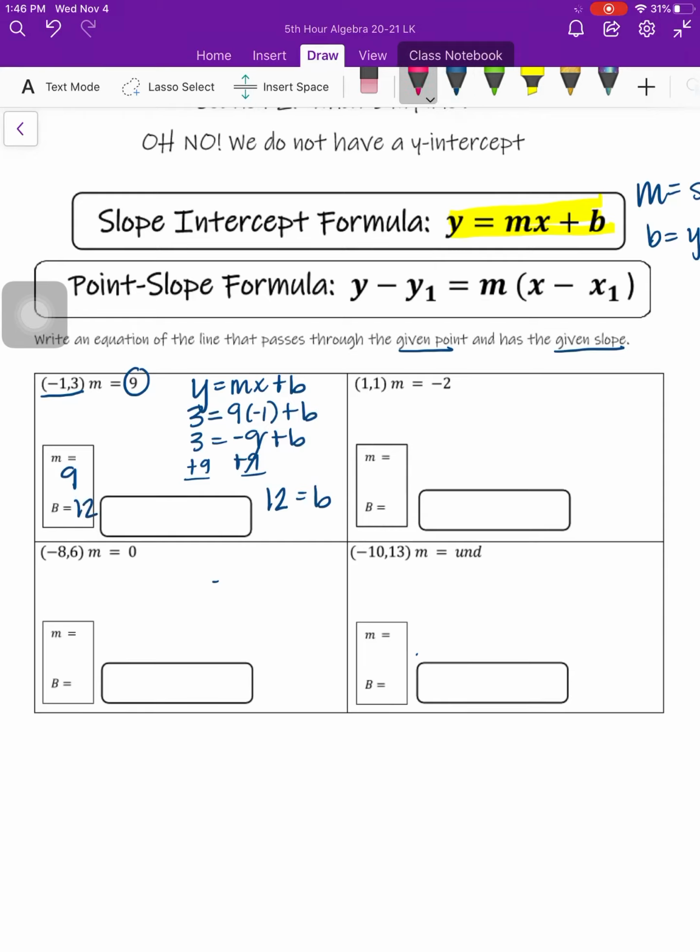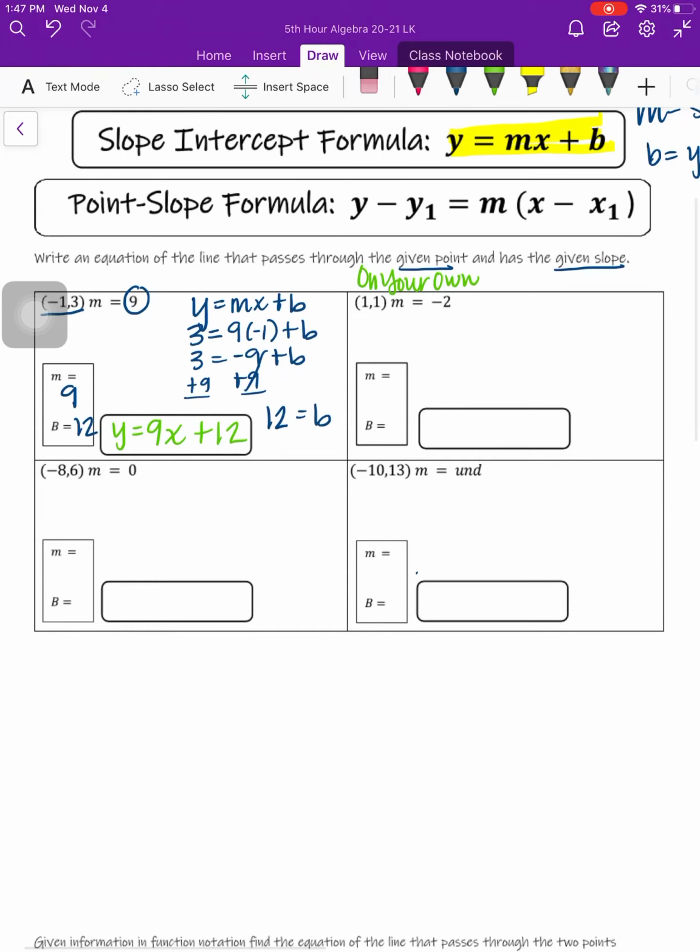So now I'm going to plug those numbers into the formula. y = 9x + 12. I'm going to have you do this one on your own using the same process.